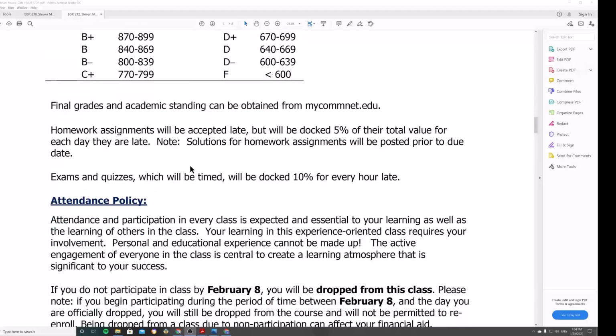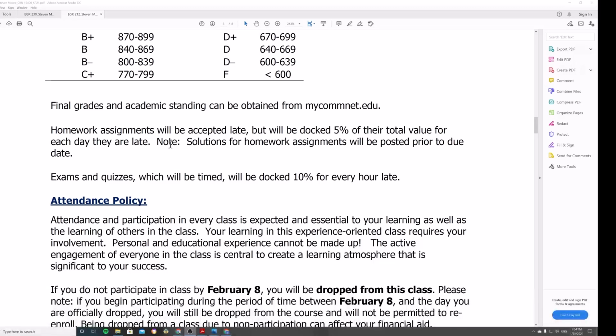Okay. Final grades, academic standing. So I'll use Blackboard, I put in your grades for the assignments and quizzes and tests. So you'll see, you go into Blackboard, you'll see your grades as we go along. And if something's missing or you have some issue with a grade, you can always contact me and let me know.